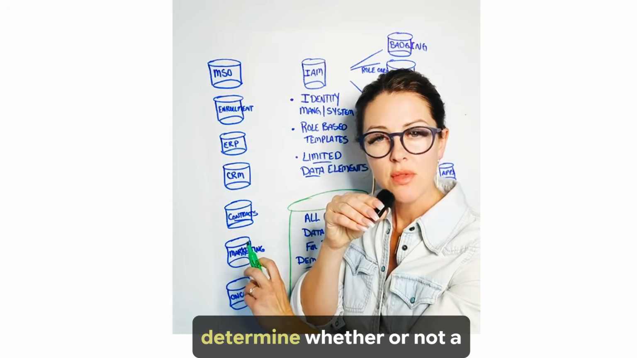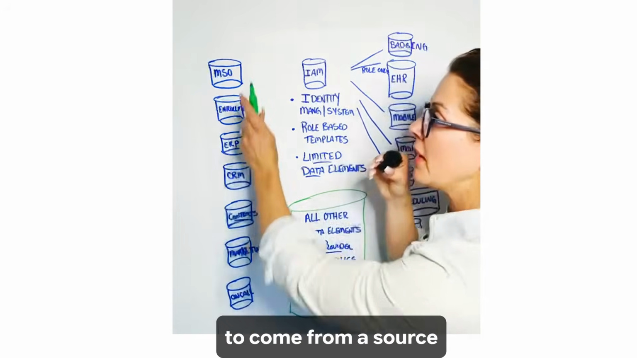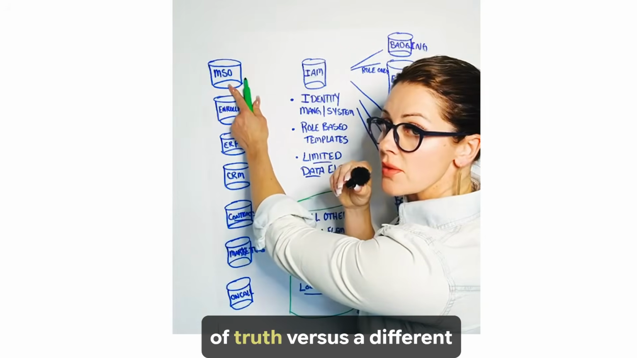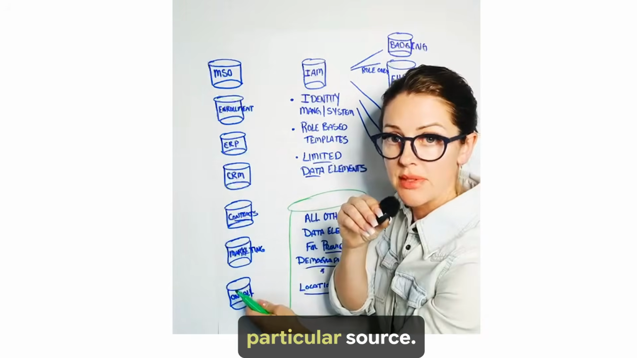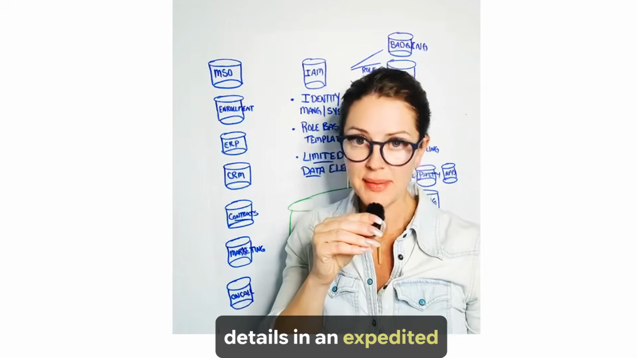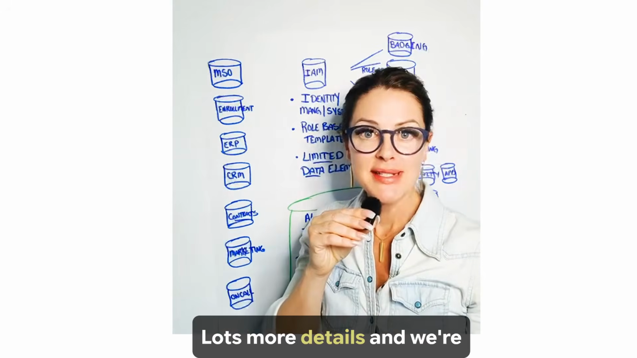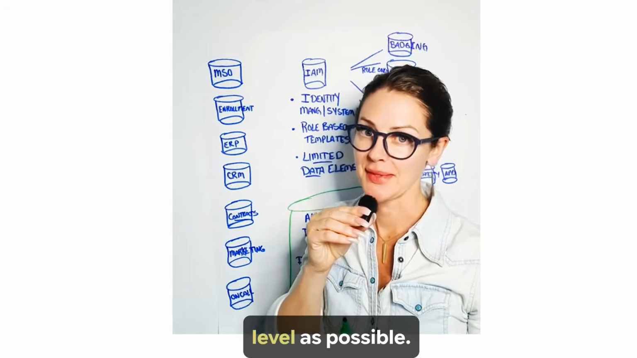They're also able to determine whether or not a particular attribute needs to come from a source that's known as the source of truth versus a different particular source. And I'm covering all of these details in an expedited fashion for the sake of the video and for those watching. There are lots more details, and we're trying to keep it as high level as possible.